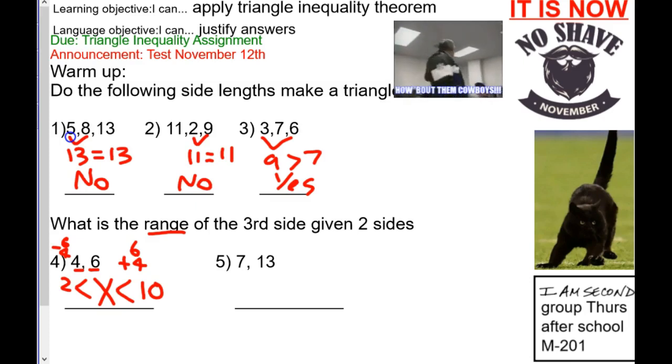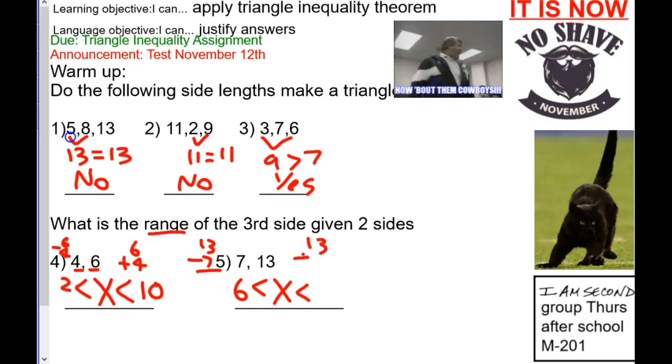So let's do that over here. What do I put in the middle? X. And then these less than signs. What do I put on the left? So 13 minus 7 is 6 on the left. And on the right, 13 plus 7 gives me 20. By the way, it's always big minus little. When you're subtracting, there's no such thing as a negative length for a side of a triangle, right?